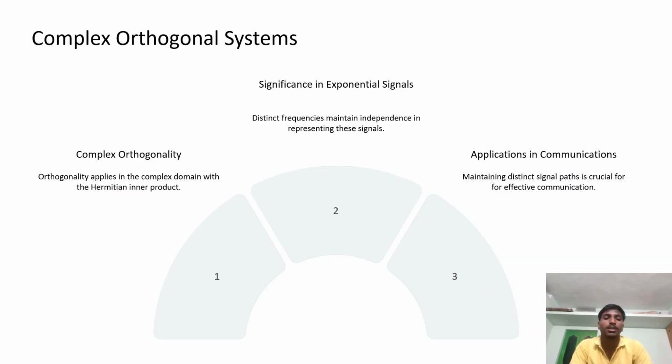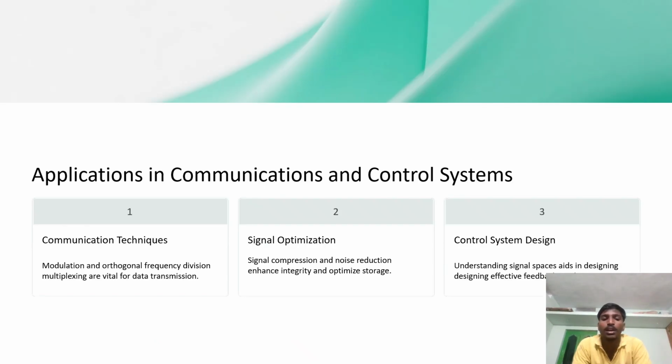Complex orthogonal systems. First one, complex orthogonality. Orthogonality applies in the complex domain with the inner product maintained. Second one, significance in exponential signals. Distinct frequencies maintain independence in representing these signals. Third one, applications in communications. Maintaining distinct signal paths is crucial for effective communication.